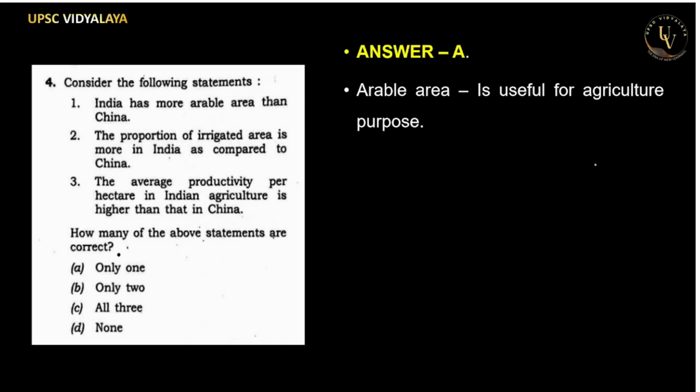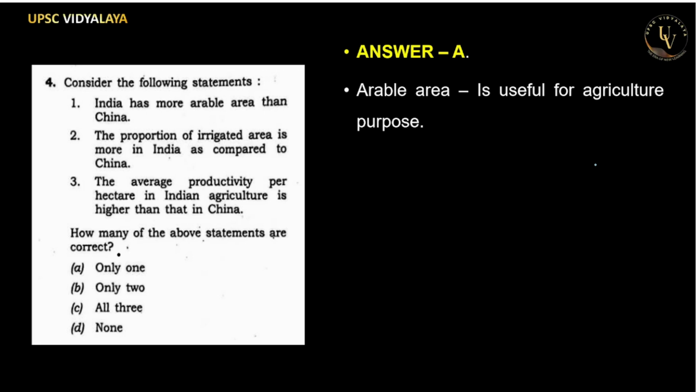Now moving on to the fourth question. Consider the following statements. India has more arable area than China. Why they have compared to China, I really don't know. The second point is the proportion of irrigated area is more in India as compared to China. The average productivity per hectare in Indian agriculture is higher than that of China. Of course, China is one of the largest countries in the world. The largest countries in the world are Russia, Canada, USA, and China. So China is larger than India, but that doesn't mean that the land in China is so arable.